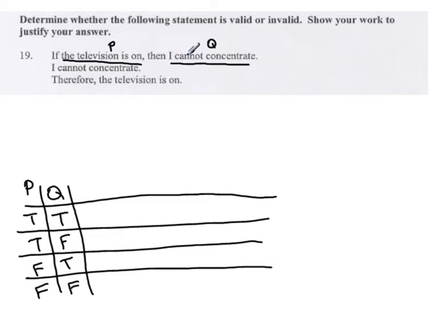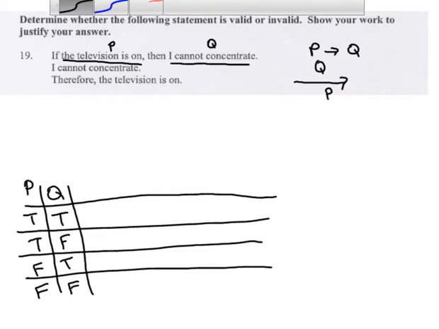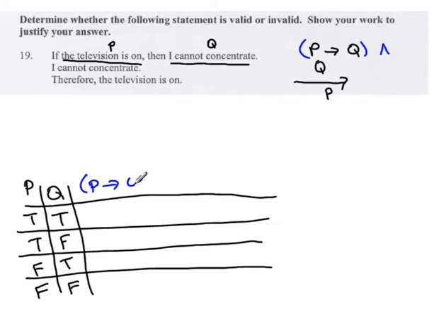So if I write that in symbol form, it would be P then Q, because that's a conditional, if then. Second statement, I cannot concentrate. Well, since I said Q was I cannot concentrate, that would be Q. Therefore, you draw another conditional. The television is on. Well, we said P is the television is on, so that's P. Recall that with valid and invalid arguments, you are required to now put parentheses around the first statement and insert a conjunction. So that is the statement that we now want to prove, whether it's valid or invalid.